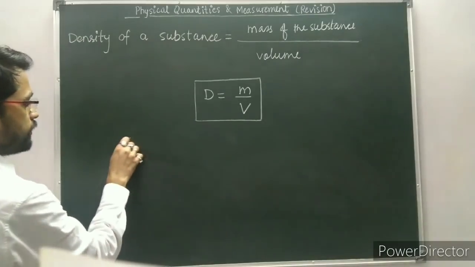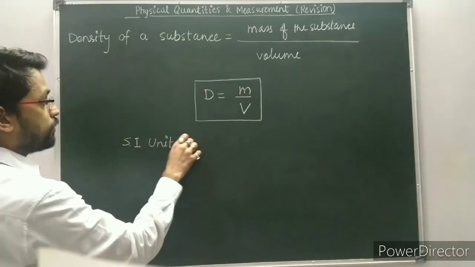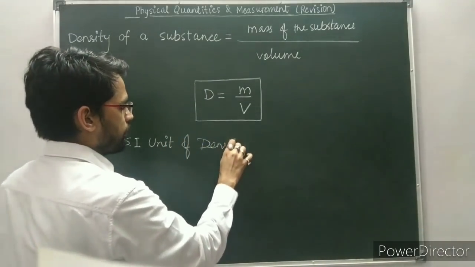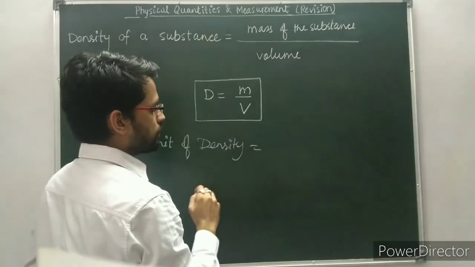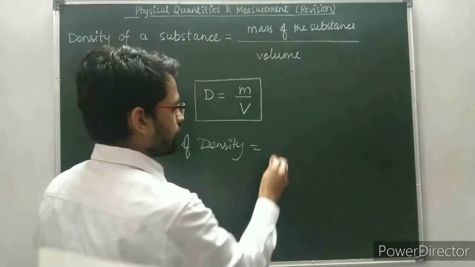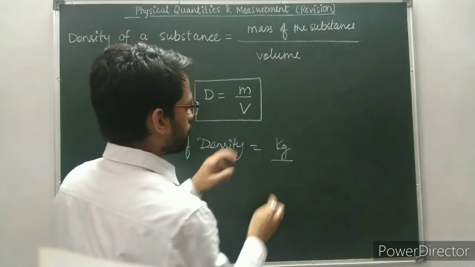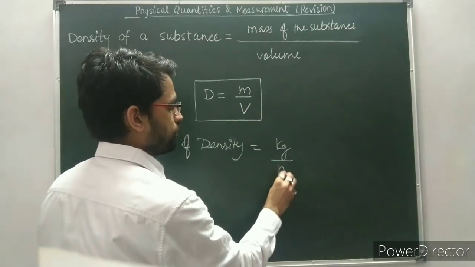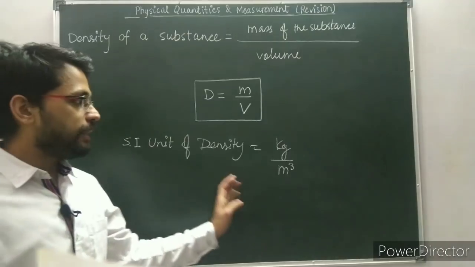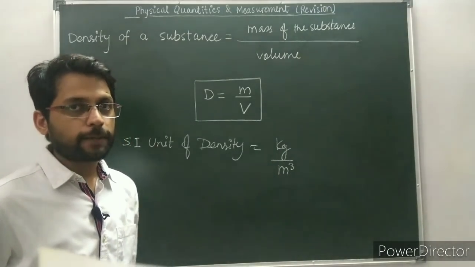And the SI unit of density is the SI unit of mass, that is kilogram, divided by the SI unit of volume, that is meter cubed. So the SI unit of density is kilogram per meter cubed.